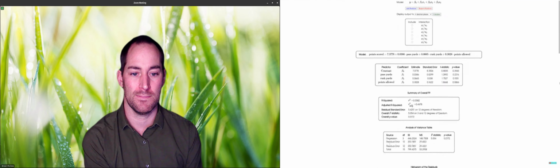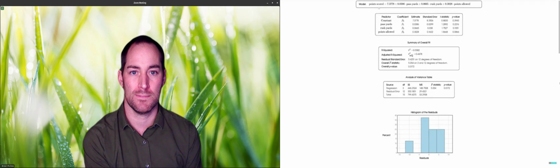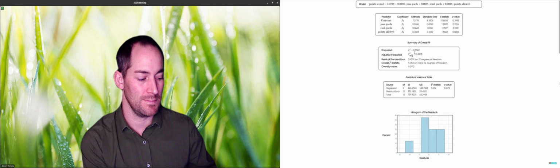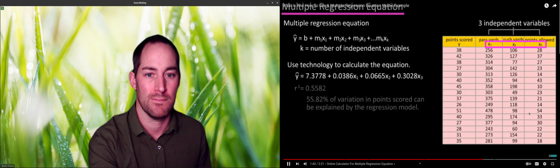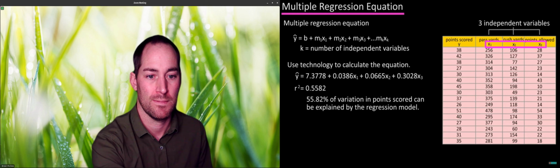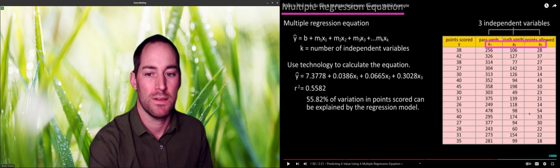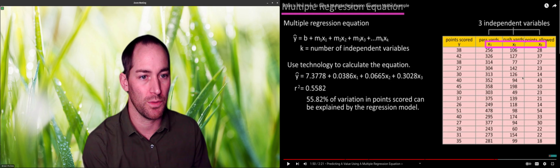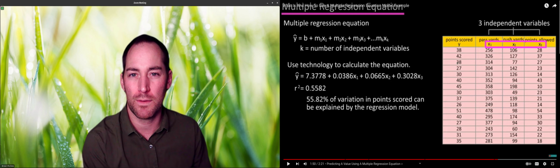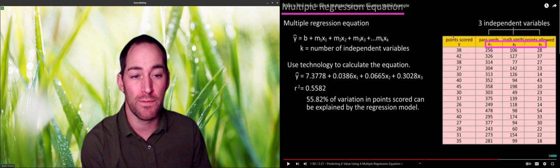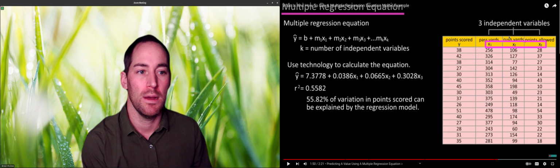And as you can see, the equation is y equals 7.3778 plus 0.0386 times x1 plus 0.0665 times x2 plus 0.3028 times x3. And the r squared, or coefficient of determination value, is 0.5582. So 55.82% of the variation in points scored can be explained by the multiple regression model. What that's saying is that this model is using 3 variables, and it's doing a fair job. It's explaining about 55% of the variation in y based on these variables.